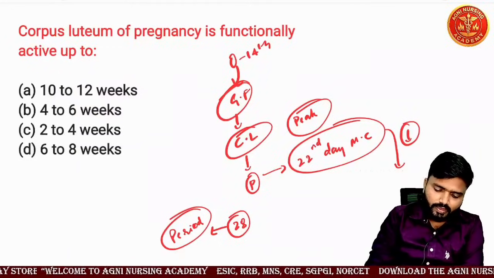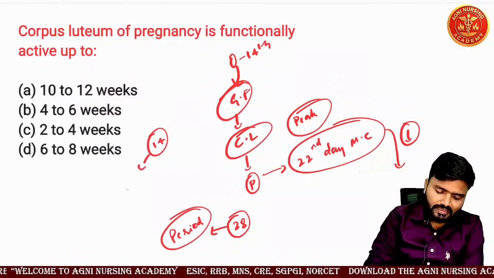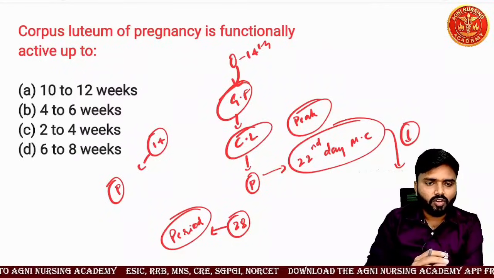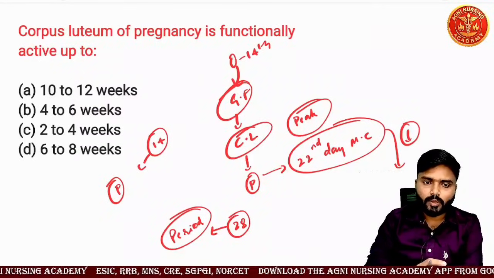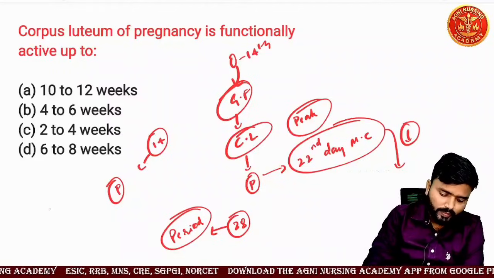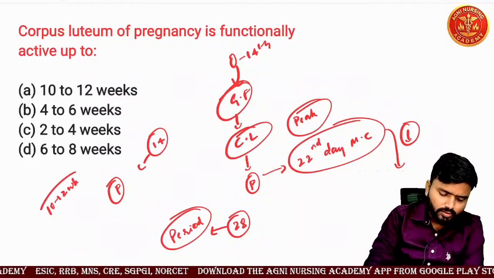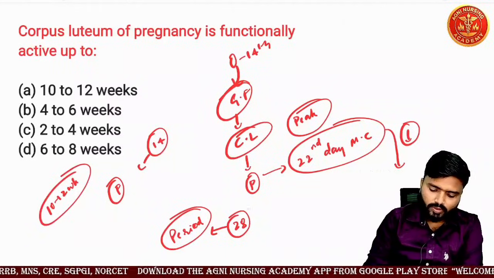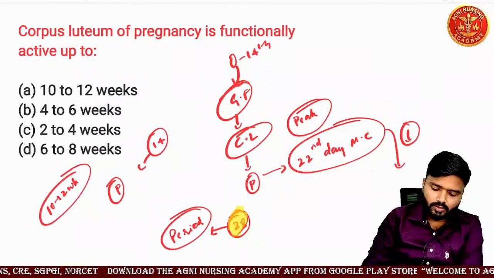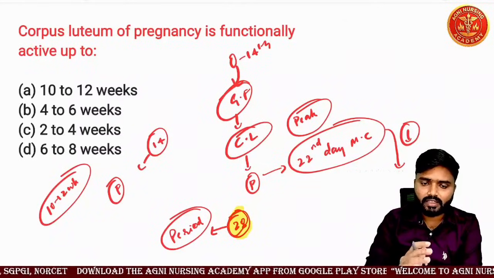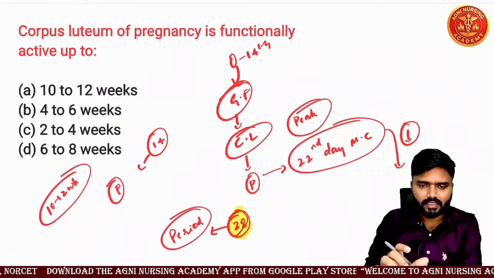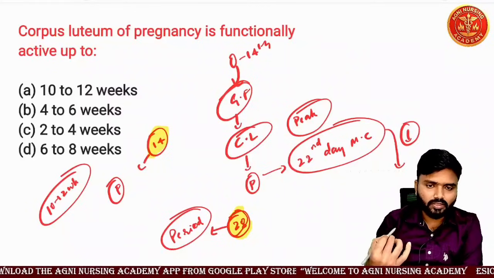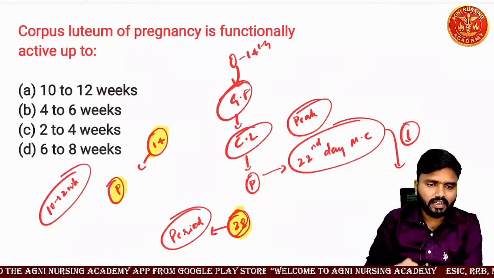This is the normal phenomenon. If fertilization happens around the 14th day, pregnancy will start. In that case, the corpus luteum will remain active up to 10 to 12 weeks of pregnancy. Understood? If fertilization does not happen, it is only active up to day 28, with its peak on the 22nd day of the menstrual cycle. If fertilization happens on day 14, the pregnancy process will start.